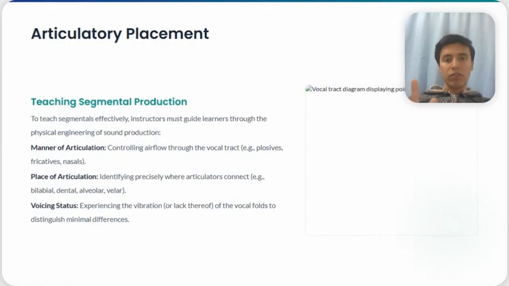If a student is struggling to pronounce a specific consonant, simply saying listen and repeat is often highly ineffective. So instead, we must teach them the physical engineering of the sound. Referencing the anatomical vocal tract diagram on the right, we can diagnose errors using three key parameters: first, the place of articulation, second, the manner of articulation, and third, voicing.